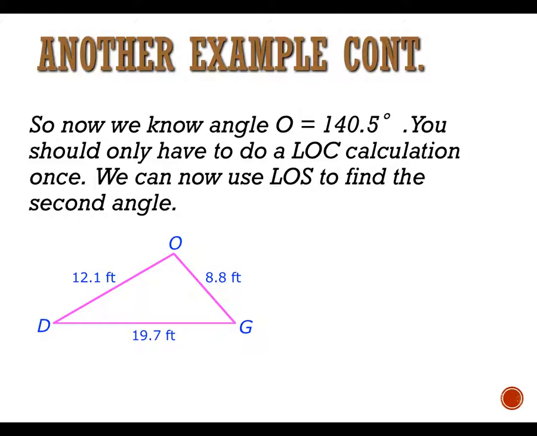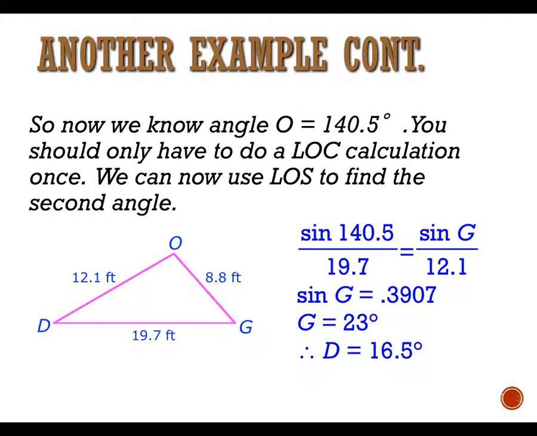So now to find angle G, given that we know angle O, we don't want to do that law of cosines calculation again, because that's nasty. Let's switch to law of sines, because it's easier. Okay, and we get that mess. That was a big click, I'm sorry.